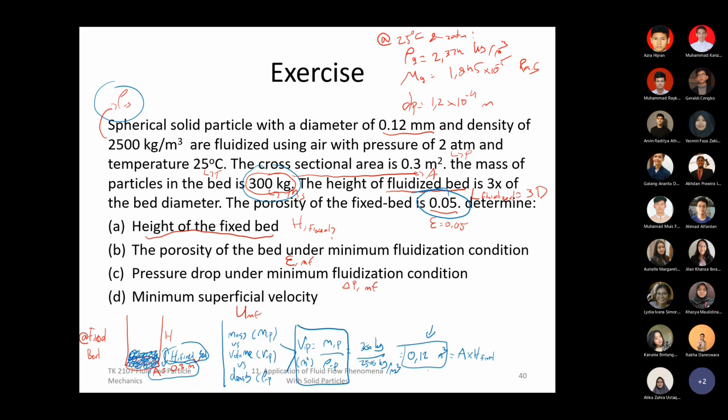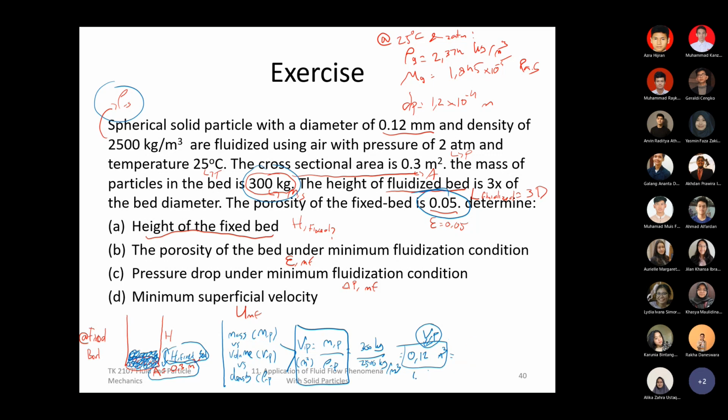Okay, but now don't forget that there is an empty space in between all those small particles, right? So that's still as a volume of a particle. That's the volume of a particle. So now if you want to calculate the height of the fixed bed, okay, now how to convert from this volume of the particle to height of the fixed bed.